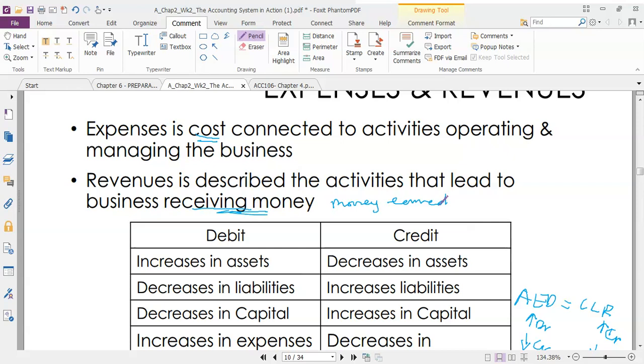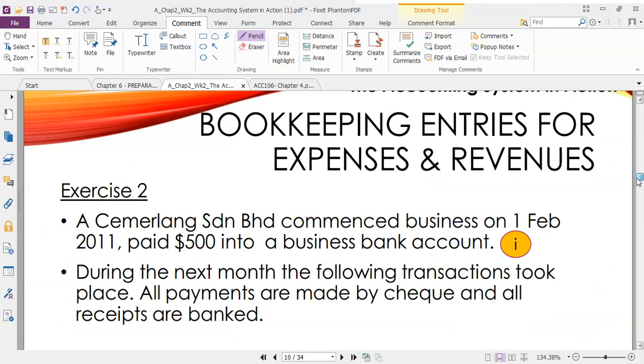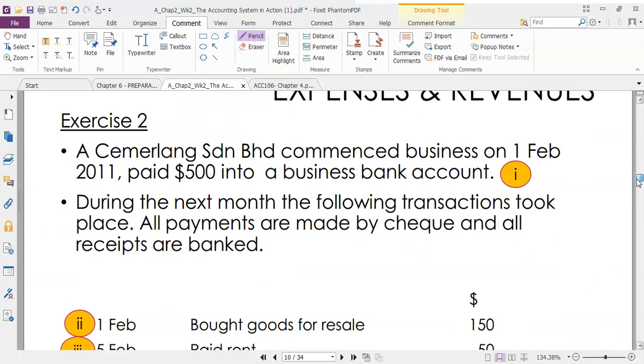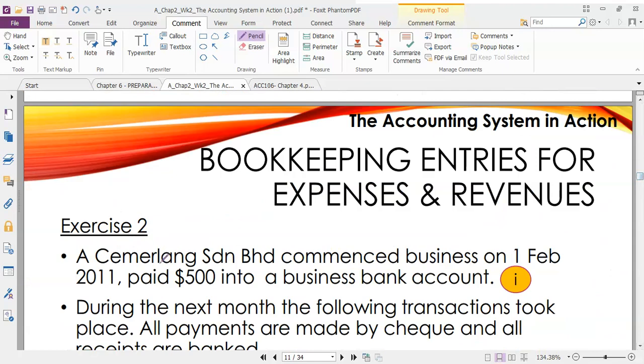Expenses, cost incurred. Cost incurred means that our cash or bank, the money goes out. If revenue, we get money coming into the business. So let's look at exercise number 2.